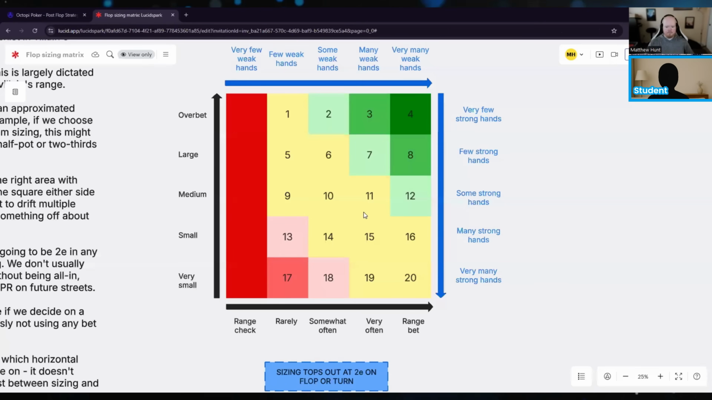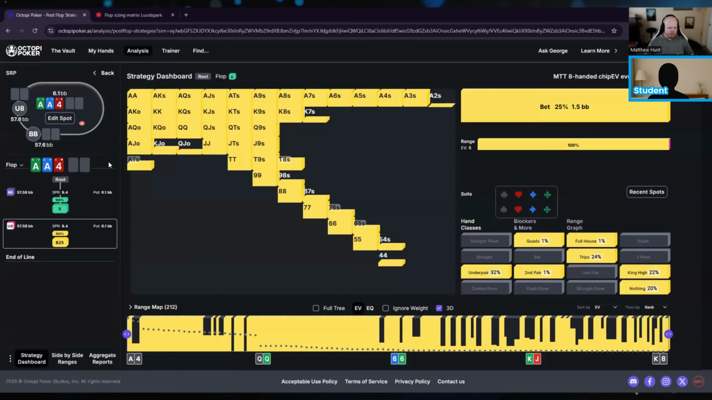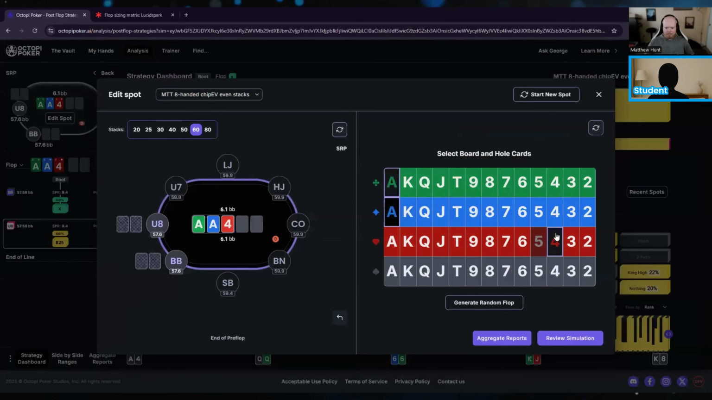So this is right in that number 16 or number 20 territory. And it's quite simple. It's quite straightforward. That makes sense? Yes. Okay. So this is one extreme end of the strategy here. Now, let's go to the opposite end of the board textures.